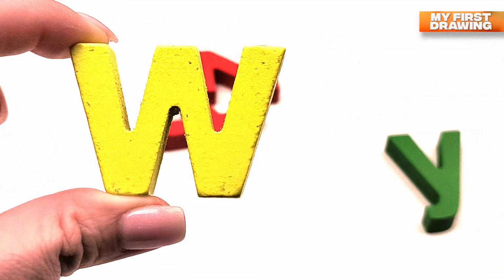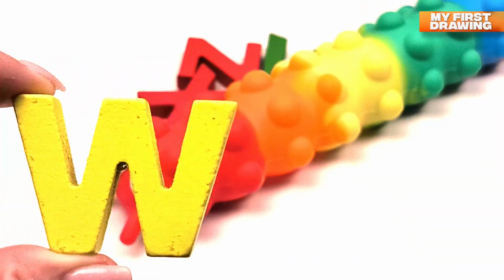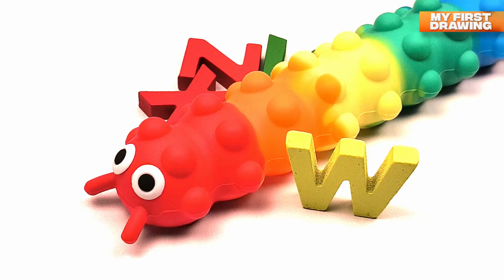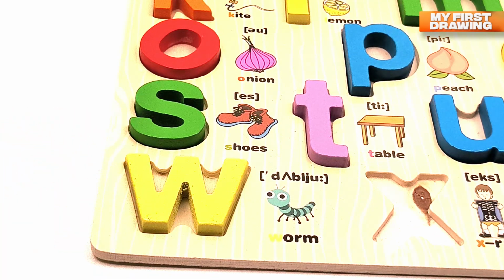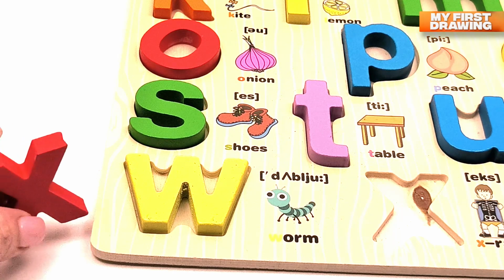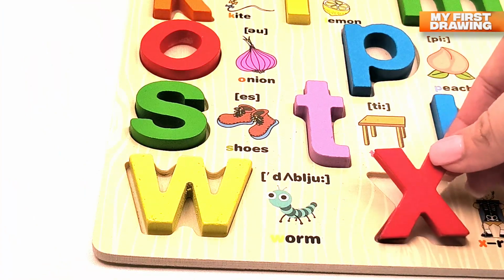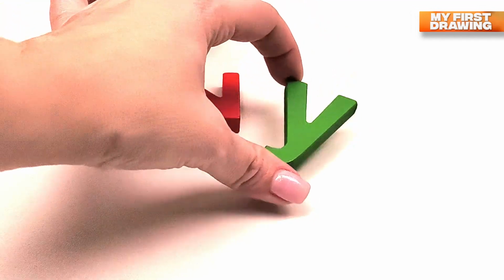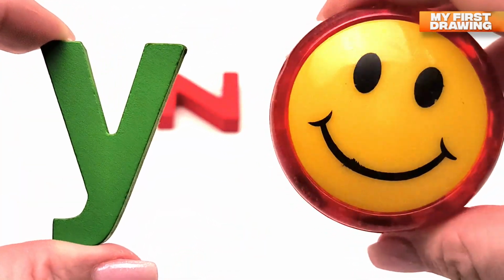W. W is for worm. What a lovely rainbow worm. W. X. X is for the X-ray. Y. Y is for yo-yo.